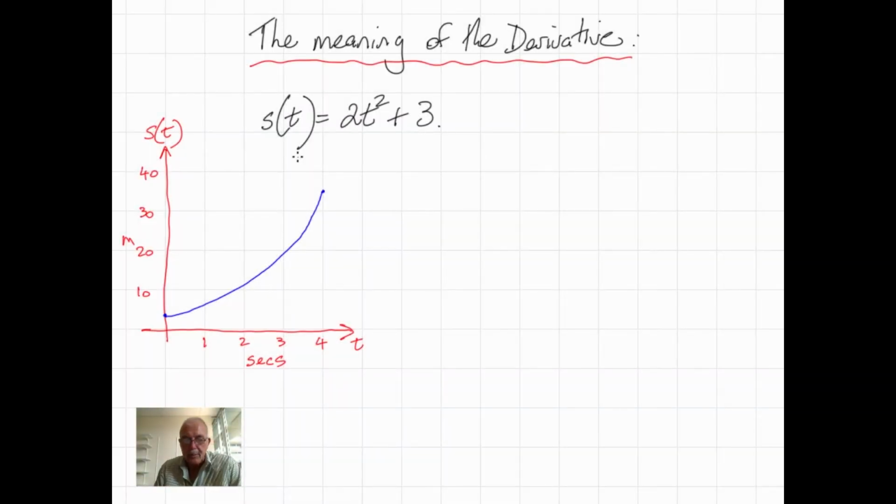If we go back to the previous example we just worked through, this was the distance or displacement in meters, S is in meters, at any given time t. And when we graphed this, which was way back, we graphed it over the first 4 seconds, and this was the distance in meters or displacement. Okay. So in the previous little video, we found that ds dt, and we worked it out from first principles, was 4t.